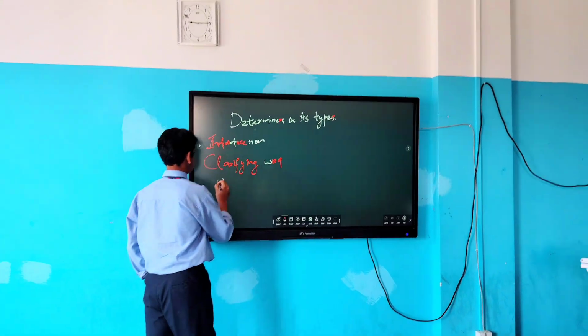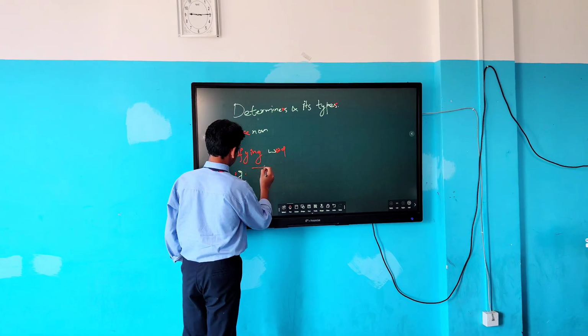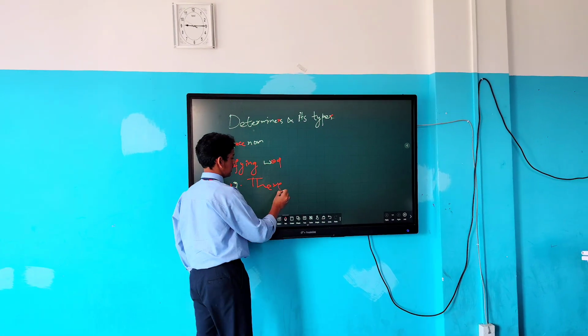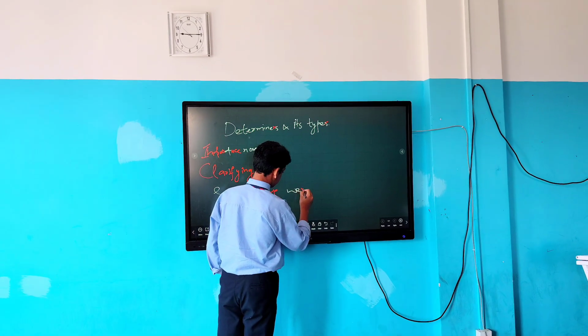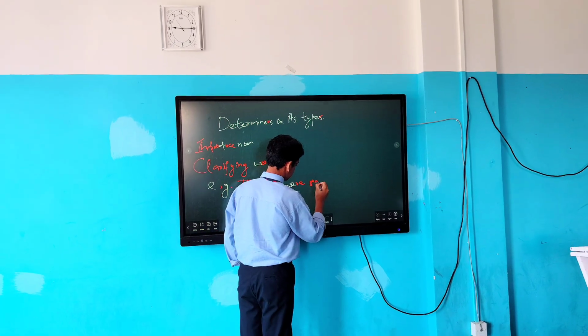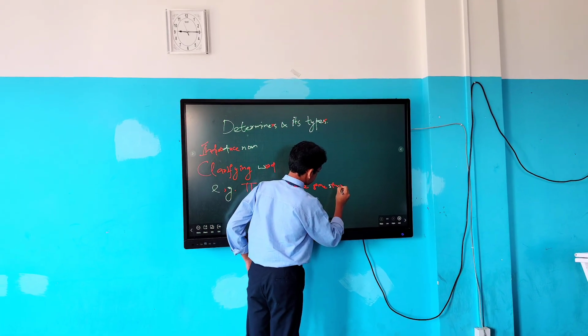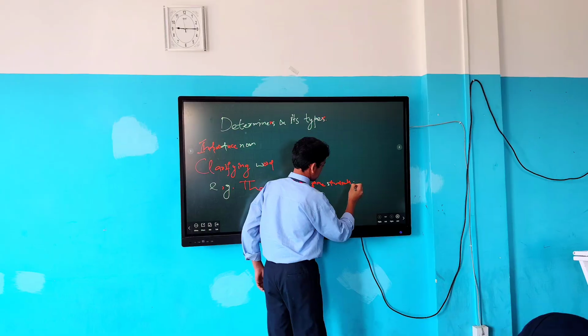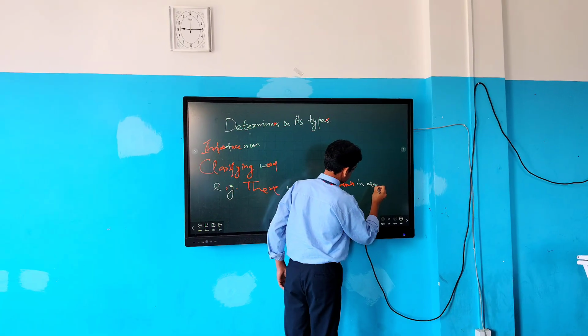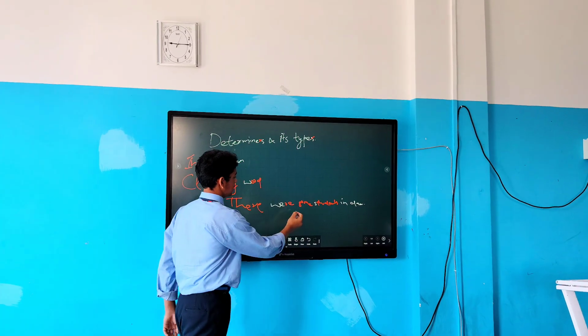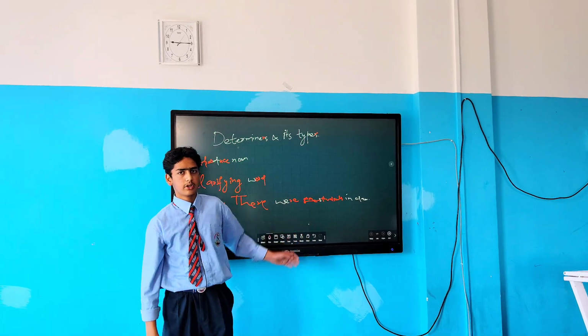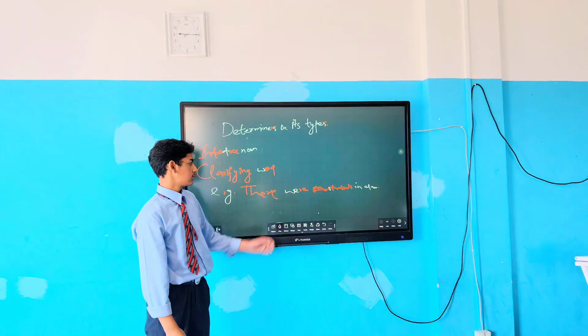For example, there were some students in class. Here, some is used as a determiner and it gives more information about the noun, that is, students.